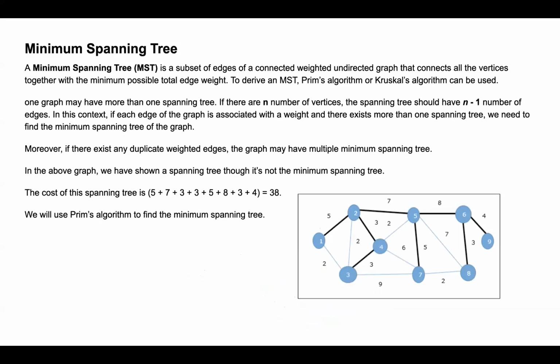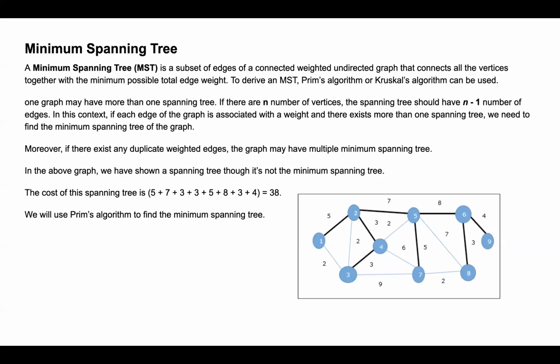Then what is a minimum spanning tree? We have seen only the spanning tree. It does not have any cycle, and if n vertices are there, n minus 1 edges are there to connect them. In all graphs where all the vertices are connected, at least one spanning tree will be there.